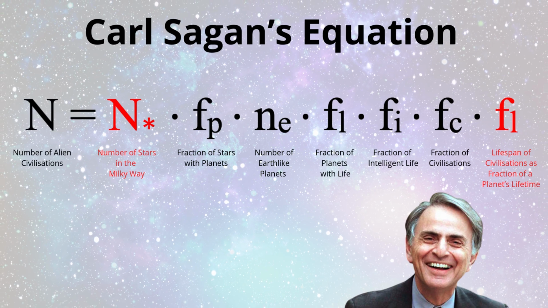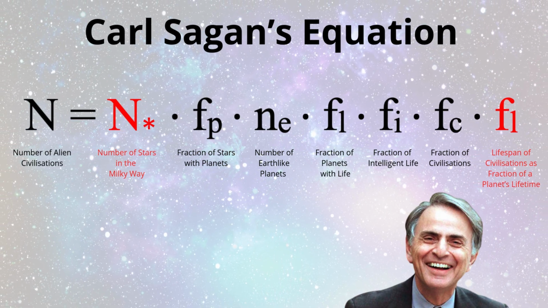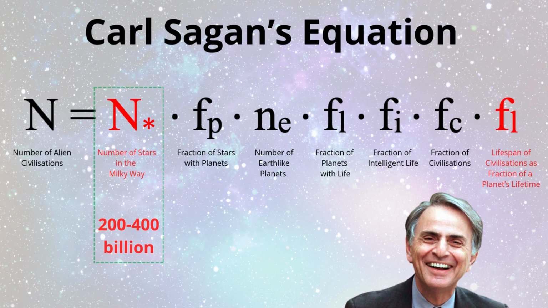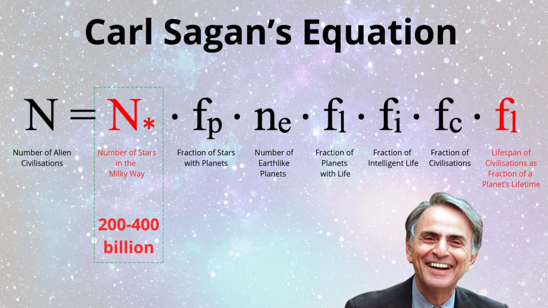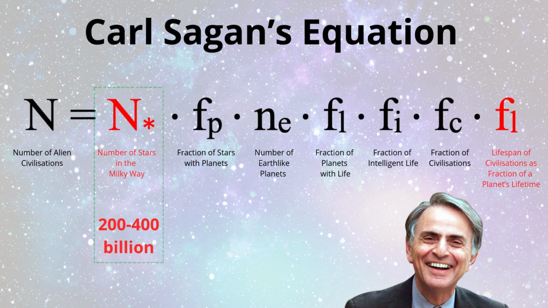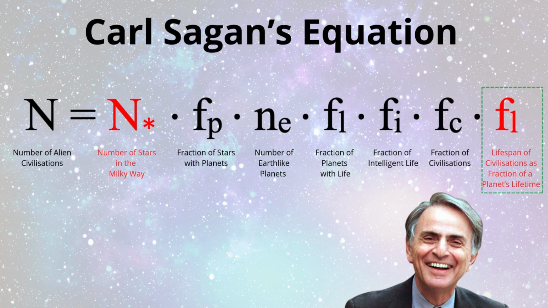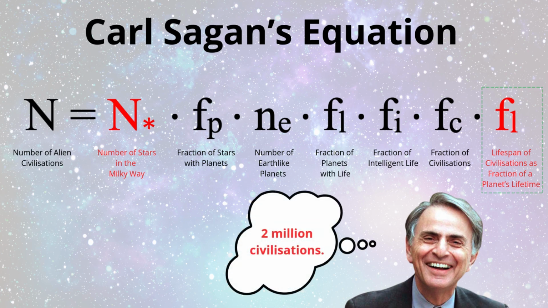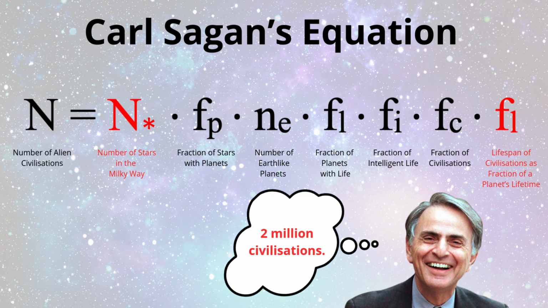His version didn't calculate using the annual star formation rate, but instead worked with the total number of stars in the Milky Way, which we now estimate to be between 200 and 400 billion. Another key difference in Sagan's approach was that he expressed the lifespan of civilizations as a fraction of the lifespan of planets themselves. Because of the vastly higher number of stars in his equation, Sagan's estimates were considerably more optimistic than Drake's original predictions.